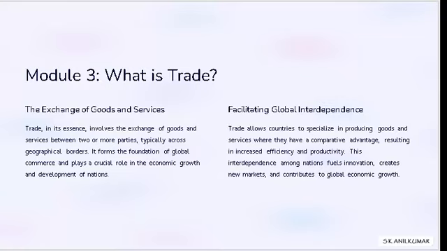What facilitates global interdependence? The trade allows countries to specialize in producing certain goods or services where there is a comparative cost advantage. This results in better efficiency, better productivity. This interdependence among the nations fuels innovation. It creates new markets for people who are innovative and it contributes to global economic growth.